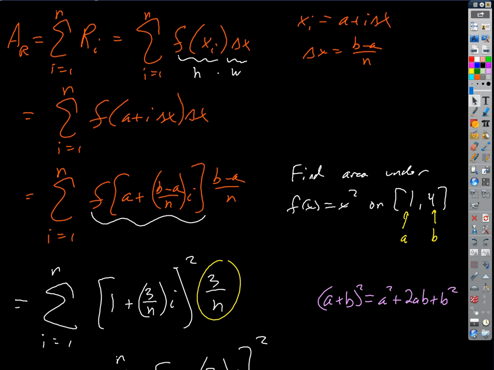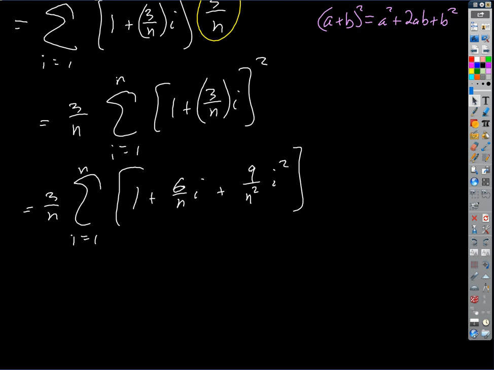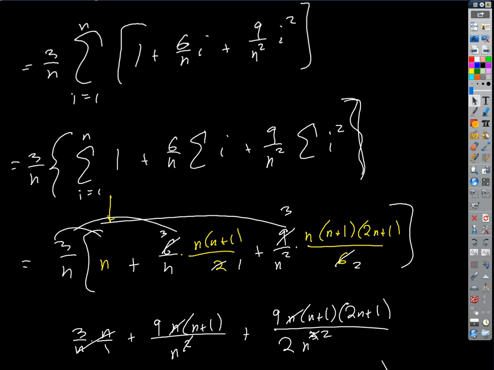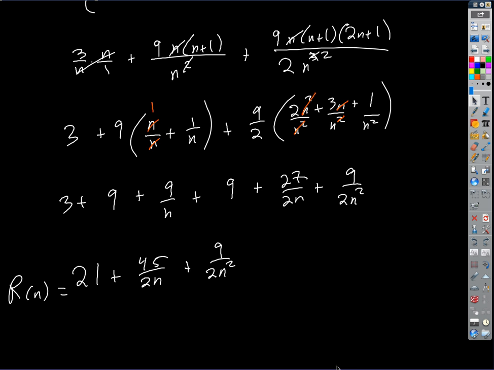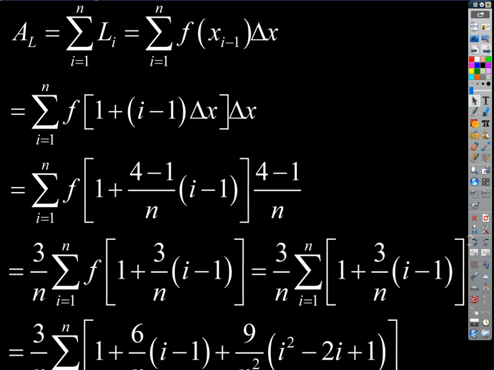We calculated the right sum under the curve x squared from 1 to 3, and we got a pretty simple answer, right? Exactly: 21 plus 45 over 2n plus 9 over 2n squared, okay? The left sum, not so easy. Let's zip through the math on the left sum here a little bit.